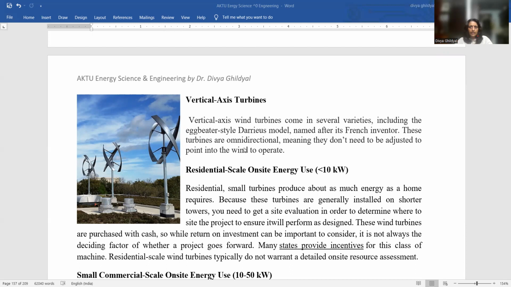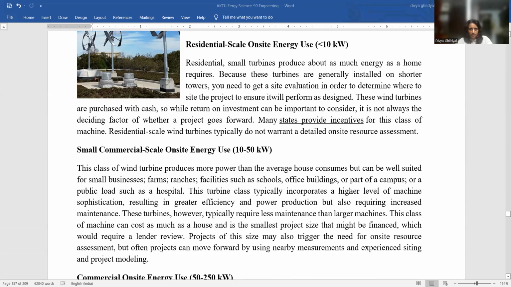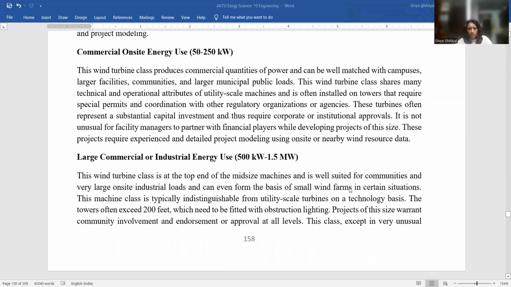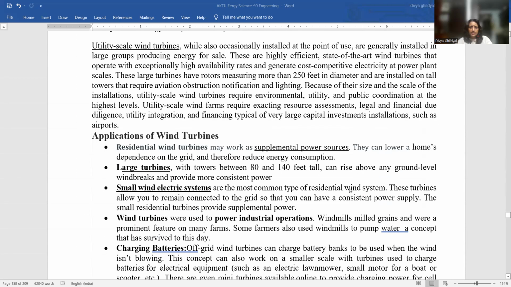The setup is a bit different from the traditional ones, and residential scale on-site energy use is less than 10 kilowatt. Small commercial scales also go in for 10 to 50 kilowatt. It depends on what type of blades you require and the turbine setup as per your application. Residential wind turbines may work as a supplementary power supply.